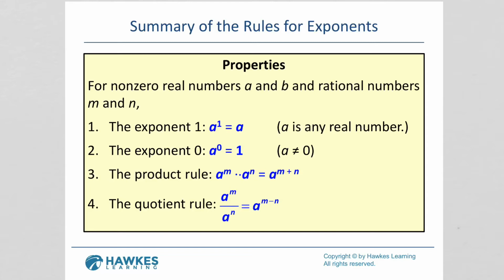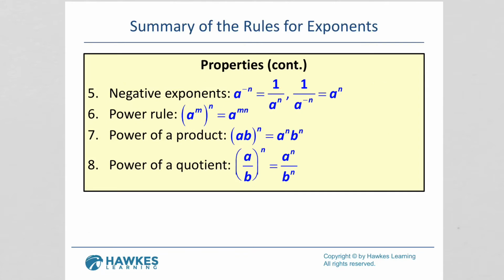4 is the quotient rule. A to the m over a to the n is equal to a to the m minus n. When I'm dividing quantities with the same base, I subtract my exponents. The 5th property is negative exponents. If I have a to the negative n, that is equal to 1 over a to the n. Also, if I have 1 over a to the negative n, that equals a to the n.